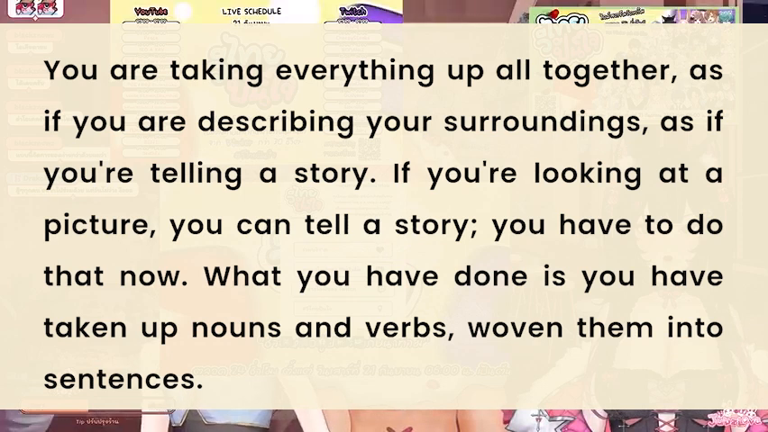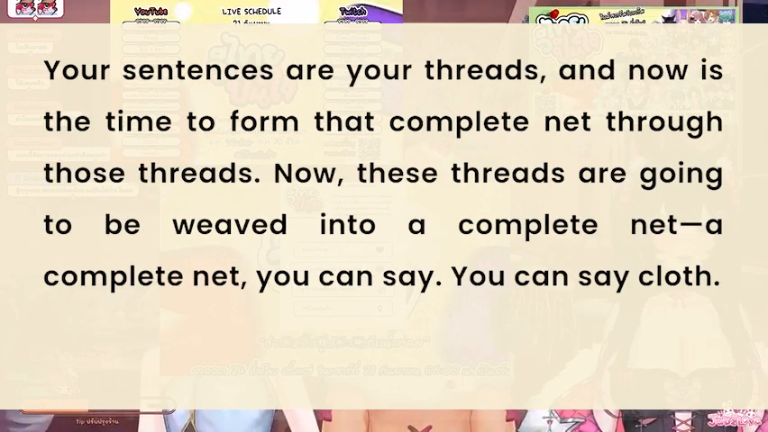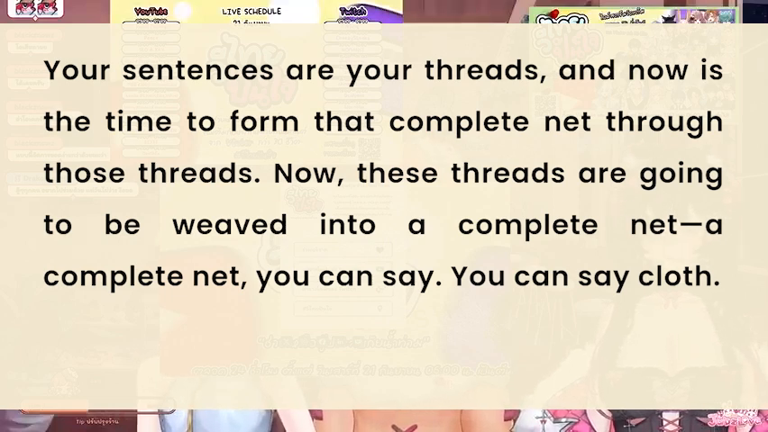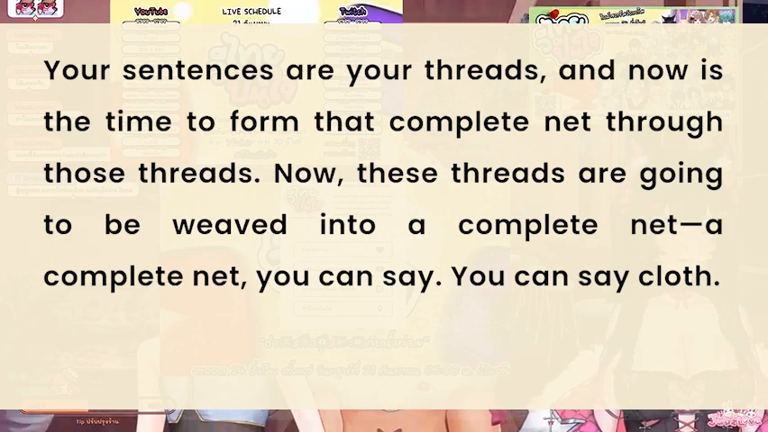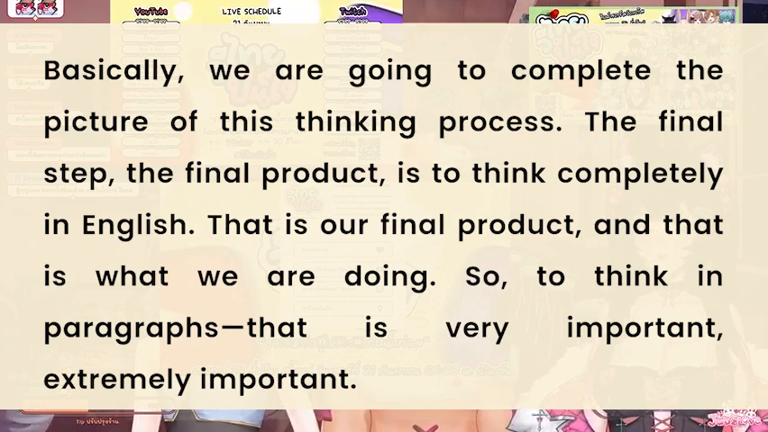If you're looking at a picture, you can tell a story. You have to do that now. What you have done is you have taken up nouns and verbs, woven them into sentences. Your sentences are your threads, and now is the time to form that complete net through those threads. Now, these threads are going to be woven into a complete net, or you can say cloth. Basically, we are going to complete the picture of this thinking process.